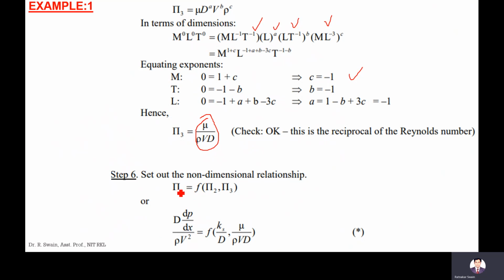Now we can take Pi 1 as a function of Pi 2, Pi 3. Or we can take Pi 2 as a function of Pi 1, Pi 3, or Pi 3 as a function of Pi 1, Pi 2. That we can do. Okay, so let Pi 1 be a function of Pi 2, Pi 3, because we are going to express this in dp by dx form.